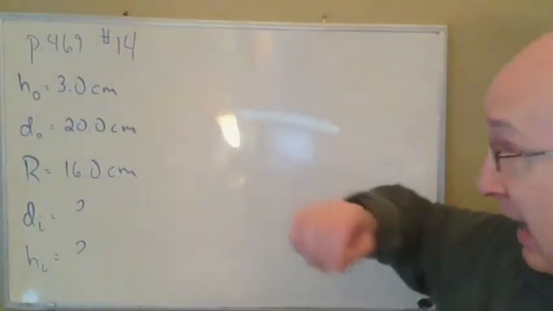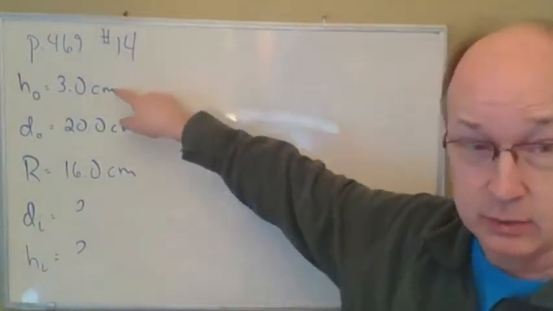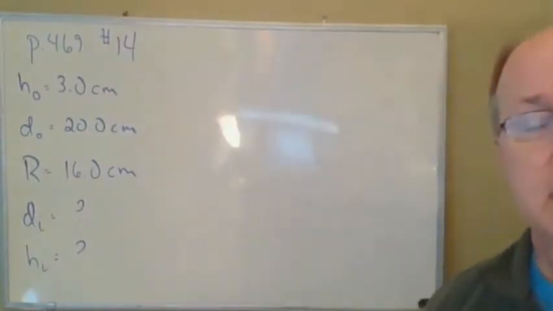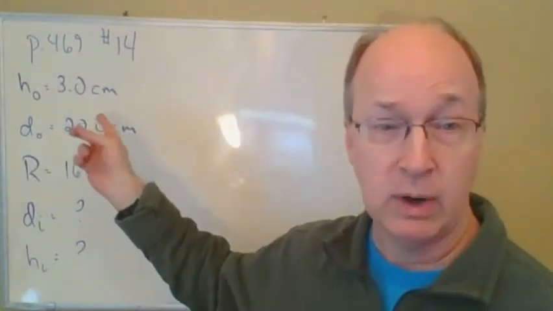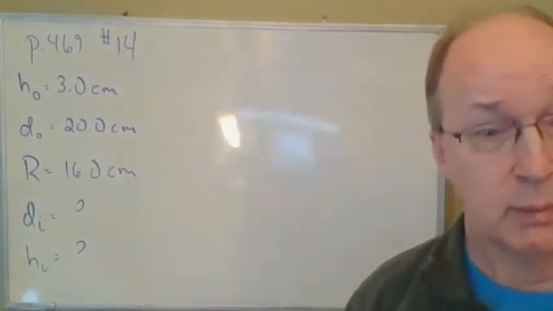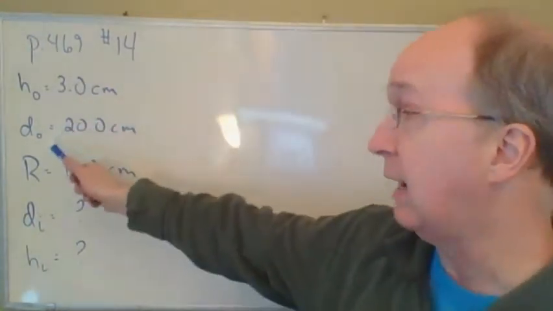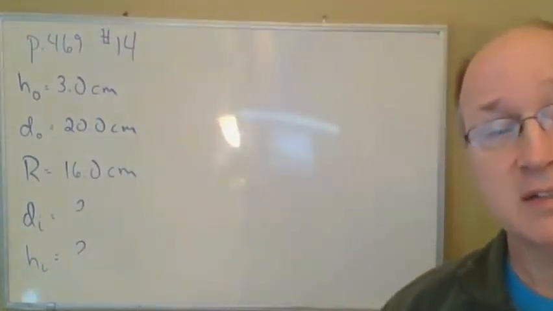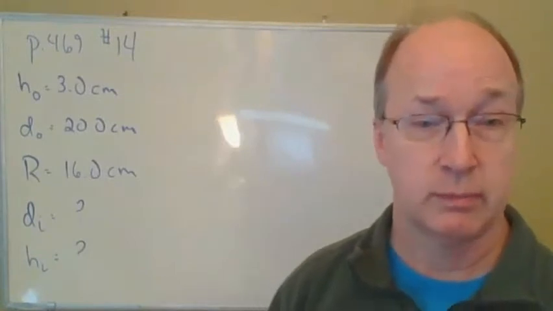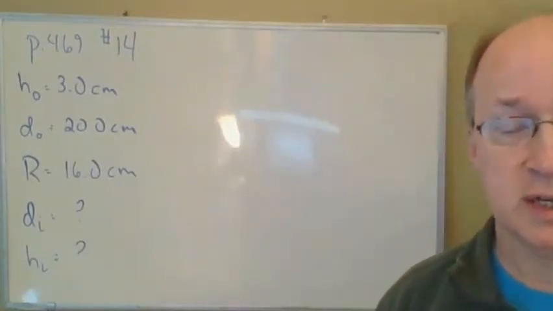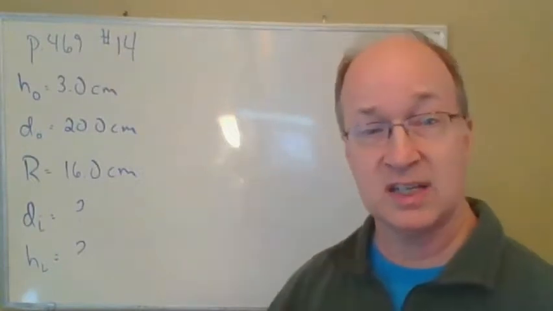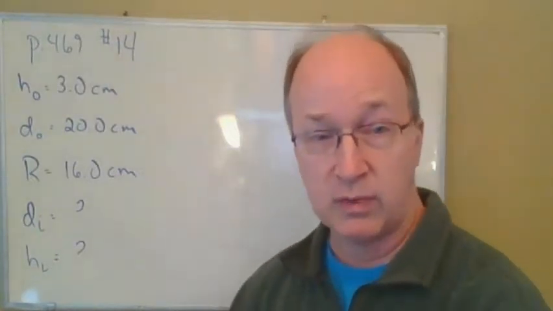You have an object that has a height or a size of 3.0 centimeters. It is 20.0 centimeters from a mirror, which means DO, the object distance, is 20.0 centimeters. The mirror has a radius of curvature of 16.0 centimeters. In other words, the center of curvature is 16.0 centimeters from the mirror.